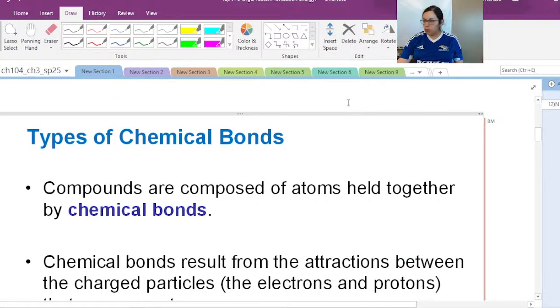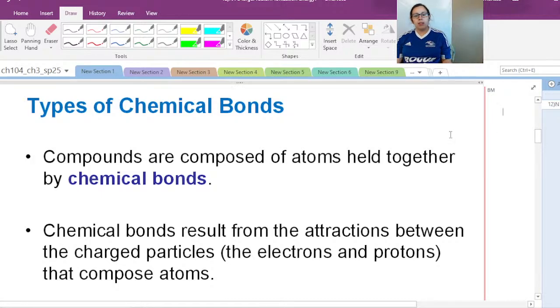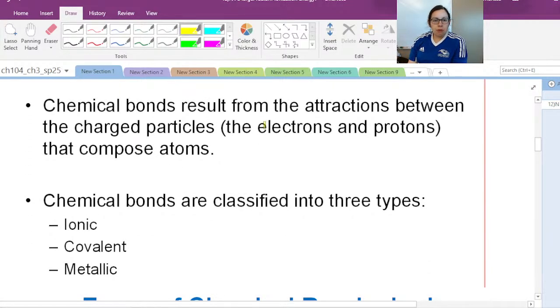And so now let's focus on our ionic compounds. And so now we're just kind of setting up the scene here. We're saying, okay, chemical compounds are composed of atoms held together by chemical bonds. And so our goal with the next two chapters is really to define these chemical bonds. So what does it mean? Overall, we can just say that there are attractions between these charged particles.